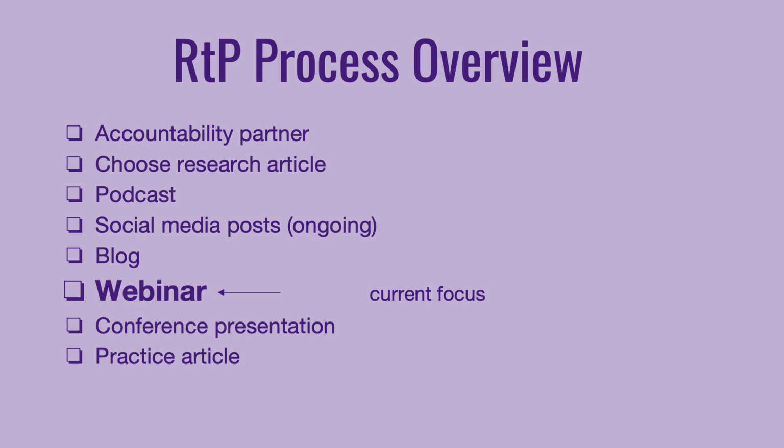Let's situate ourselves in the research to practice process again. We've already completed the podcast, we're sharing social media posts across the year, and we've developed a blog post. Now we're focused on the webinar. After this, we'll move into submitting practitioner conference proposals and then writing a practice article. Every step builds on the same research article and the same set of clinical implications. That consistency is what strengthens your work and allows it to grow across formats.